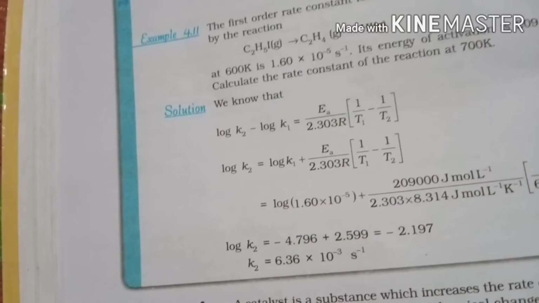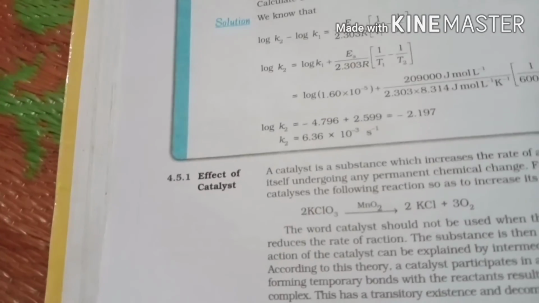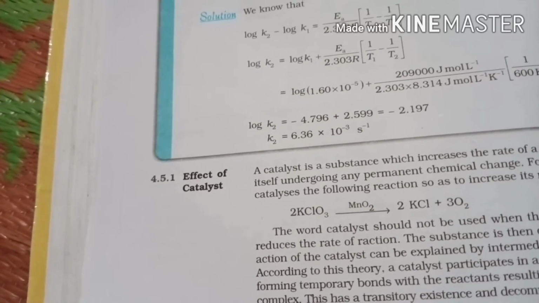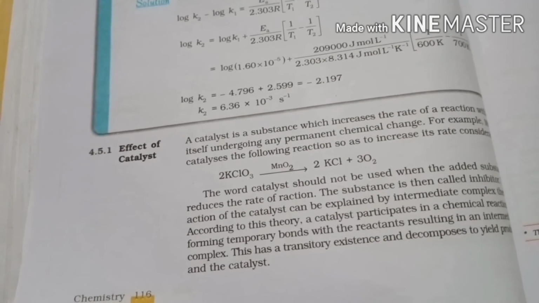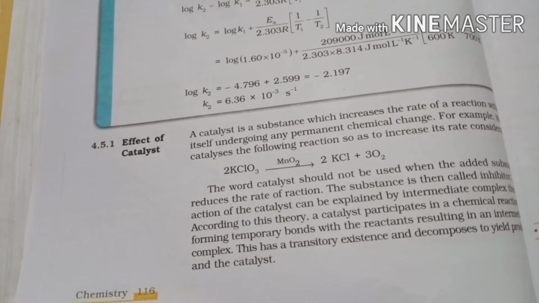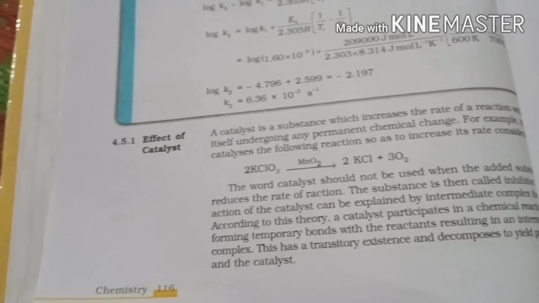Now we will go to the effect of catalysis. We will not go into this too much, as in the previous video we have discussed it already. The only important thing is that a catalyst may increase or decrease the rate based on its nature. If it is a positive catalyst, then it may increase the rate of the reaction. If it is a negative catalyst, it may decrease the rate of the reaction.